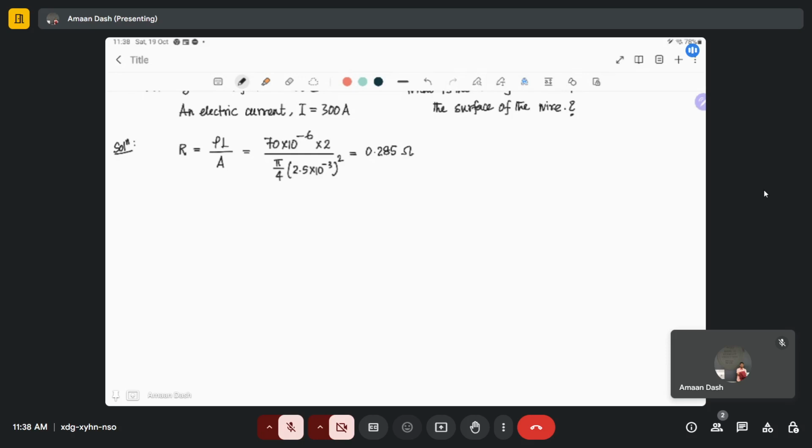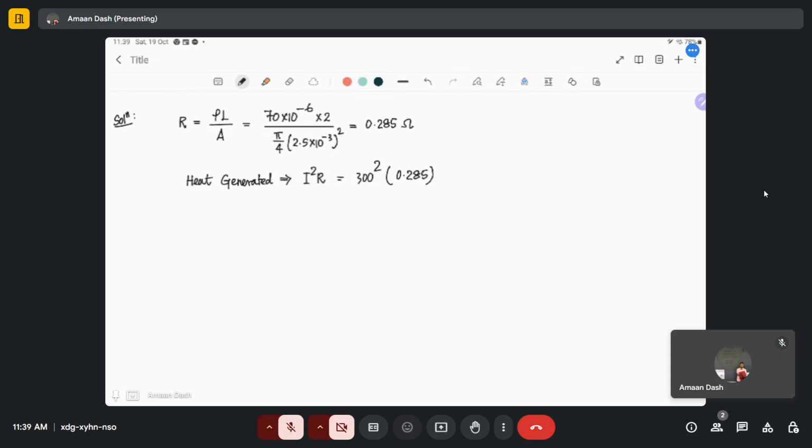Now the heat generated we can calculate, that is I square R. So heat generated is I square R. So this is equal to 300 square times the resistance, 0.285. So this much watts.